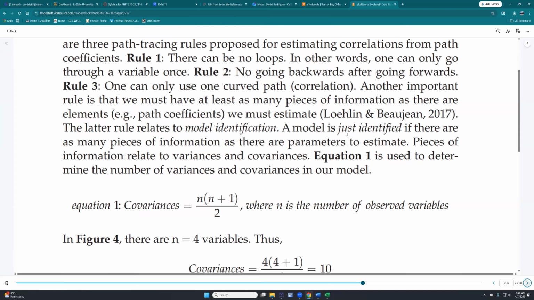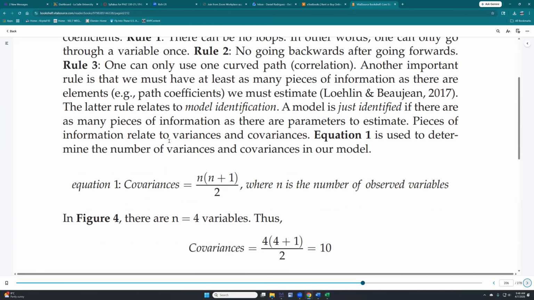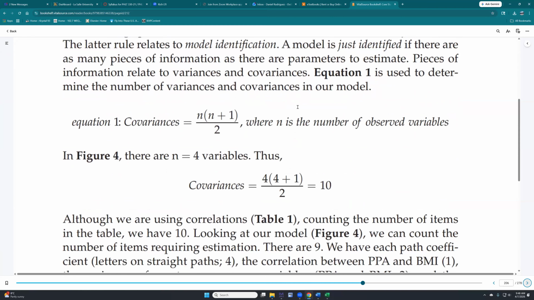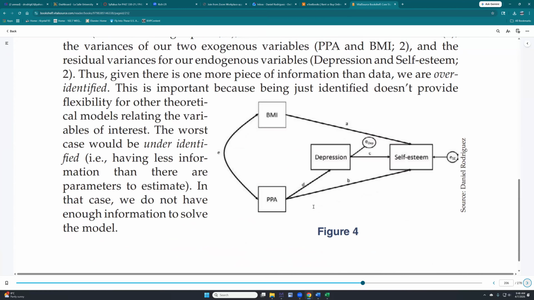A model is just identified. So this is a label, just identified, if there are as many pieces of information as there are parameters to estimate. Pieces of information relate to variances and covariances. So equation 1 is used to determine the number of variances and covariances in the model, right? Let's call them covariances for short. So you have n, where n is the number of observed variables, n times n plus 1 divided by 2. So in figure 4, where's figure 4? Here's figure 4, right? 1, 2, 3, 4 variables. That's all I'm looking at right now. I just have 4 variables, right?